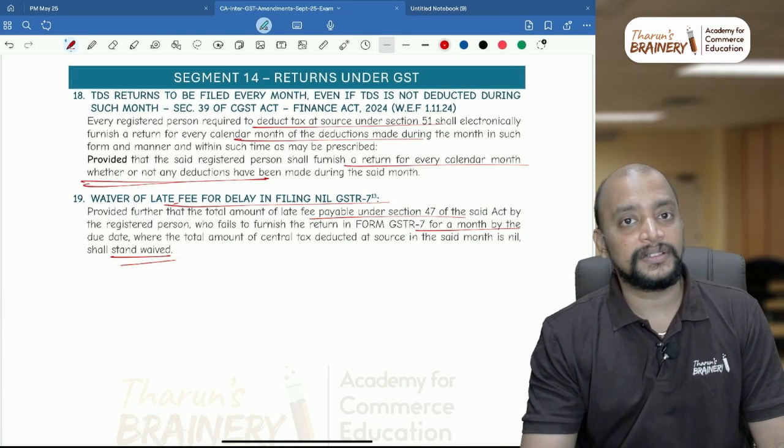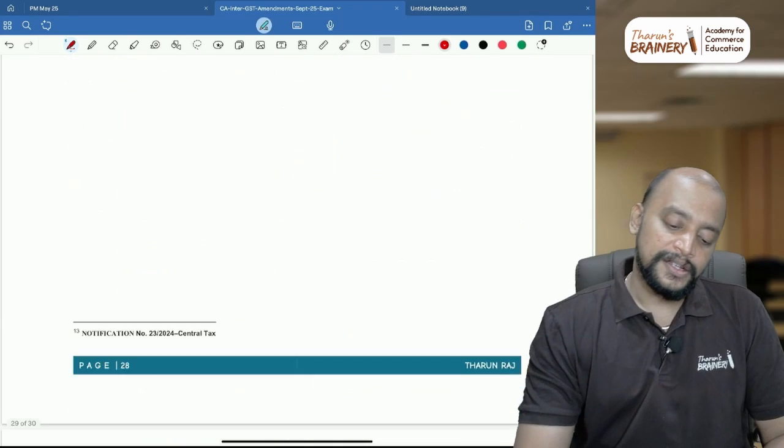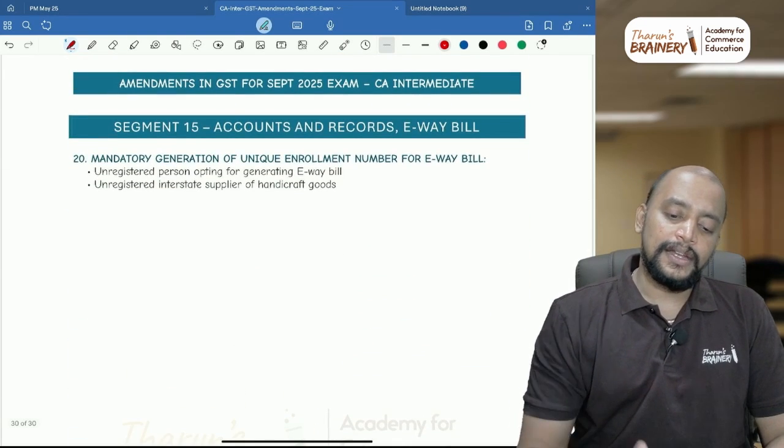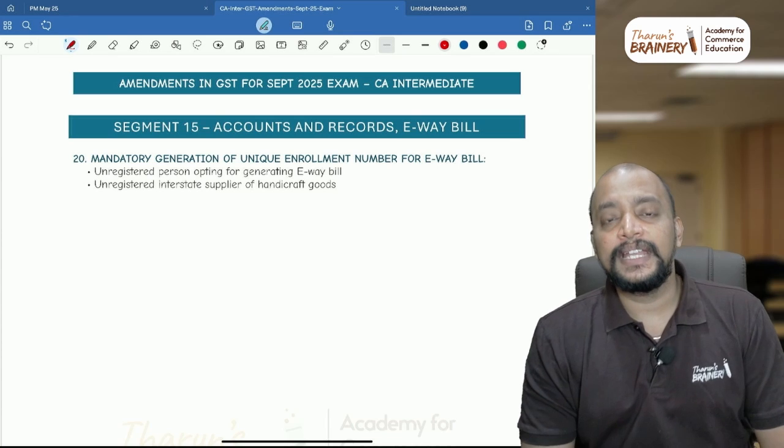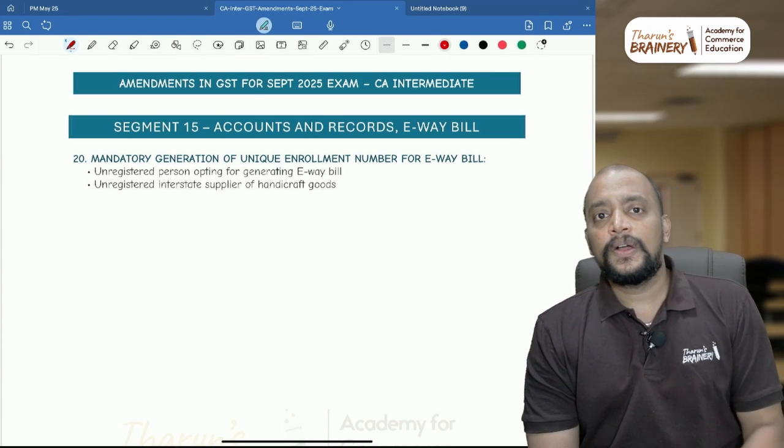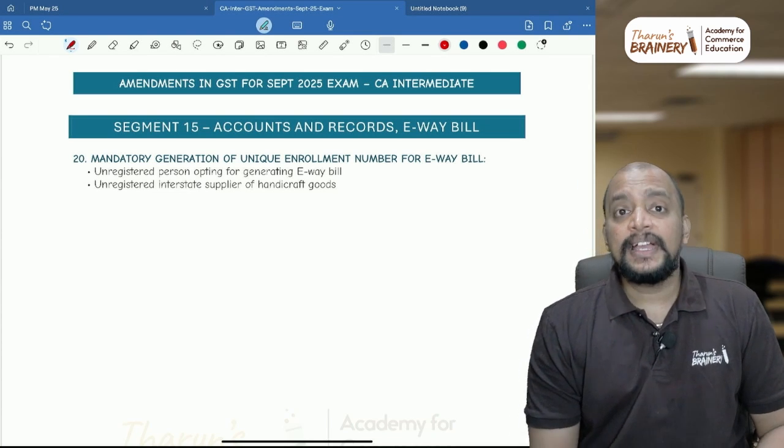Right now the late fee is waived, but in future it may come. So then, accounts and records and e-way. In this accounts and records e-way, one simple amendment is there.